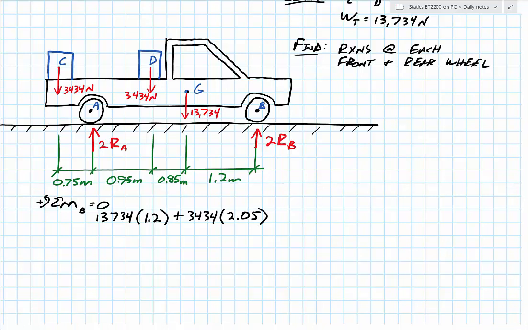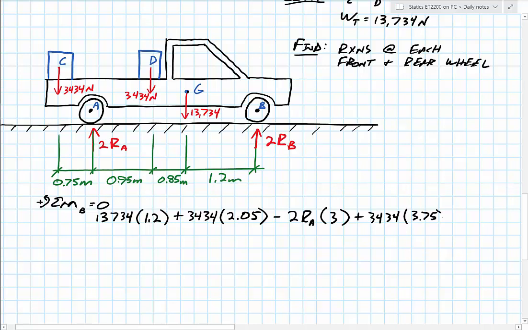And then I have the reaction at the other wheel. Now that is going to be a negative because this reaction is creating a clockwise moment about point B. So I have minus 2 for both wheels, the reaction at A. That distance away would be another 0.95, giving me like 3 away. And then I have to get the other crate on there about point B. This is also creating a counterclockwise, or positive, moment, and its distance away would be this 3.75. Set the whole thing equal to 0.